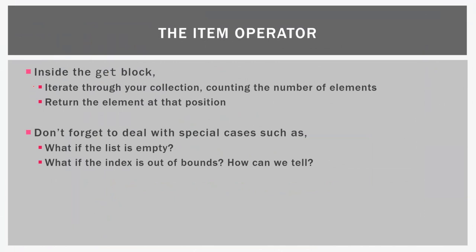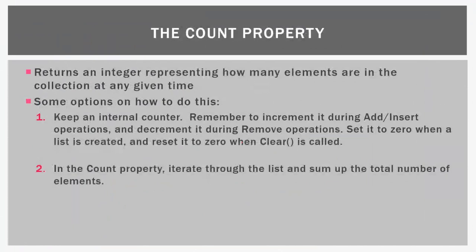So inside the get block, this is what we did. Iterate through our collection, counting the number of elements, return the element at that position. What happens if the list is empty? What happens if the index is out of bounds? So the index bounds are greater than or equal to 0 and less than the count, the number of elements, just like for any other list or array. So we need to implement count here. The count property returns the integer representing how many elements are in the collection at any given time.